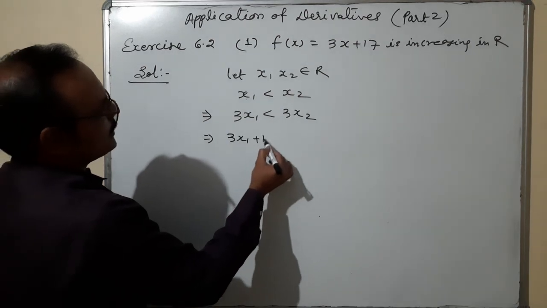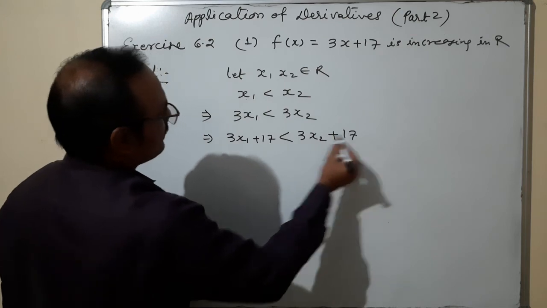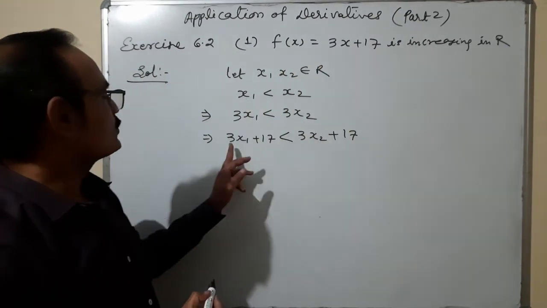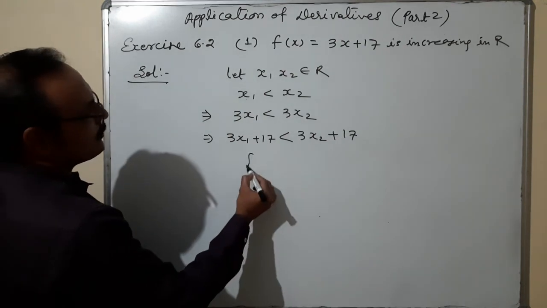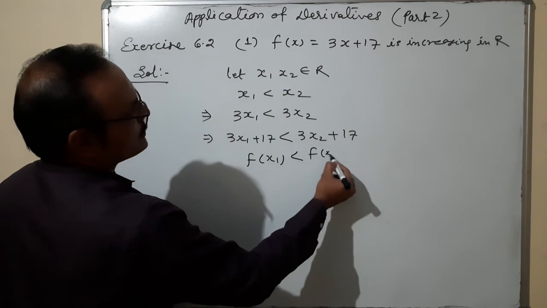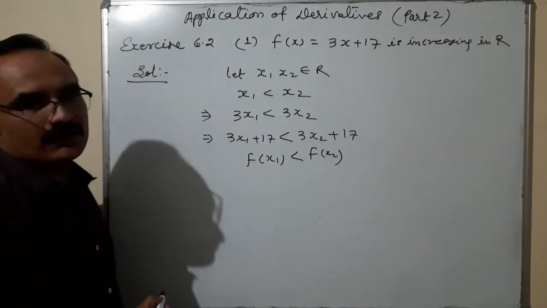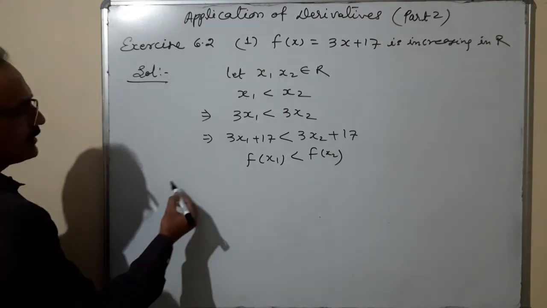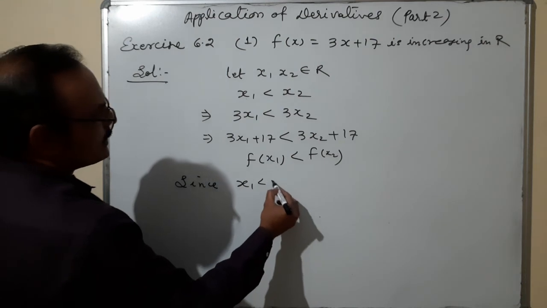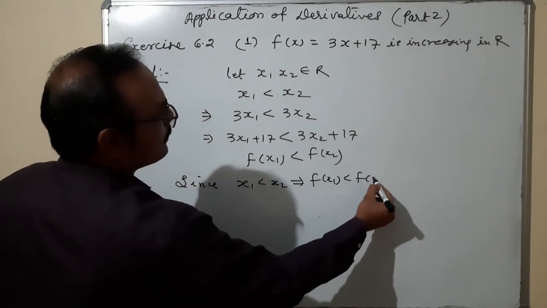3x1 plus 17 is less than 3x2 plus 17. Because 3x plus 17 is equal to f of x, 3x1 plus 17 is equal to f of x1, which is less than 3x2 plus 17, f of x2. So if x1 is less than x2, then f of x1 is less than f of x2.